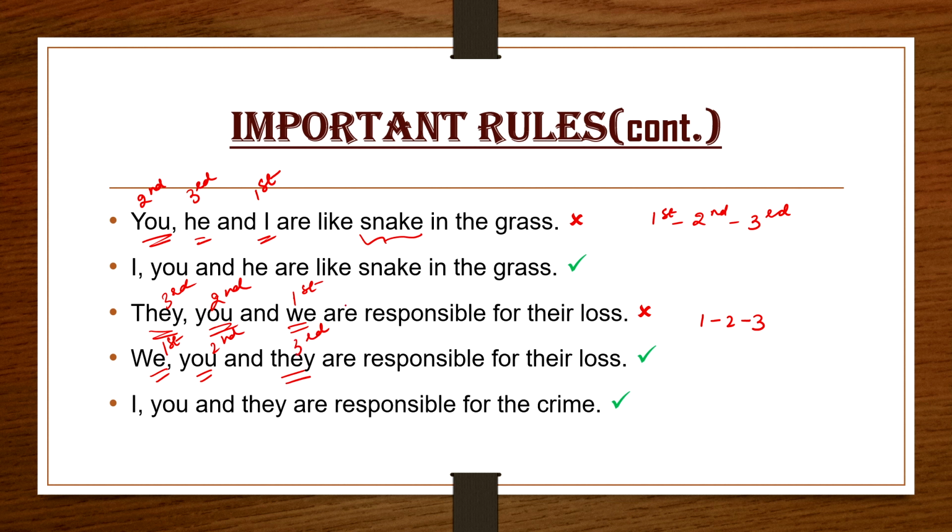Now, moving on, I, you and they are responsible for their crime. I is your first person, you is your second person and they is your third person. So, this sentence is already in the order 1, 2, 3, hence it is correct.